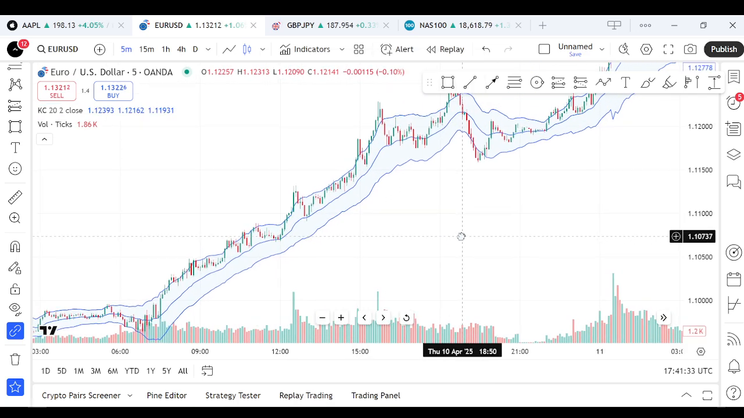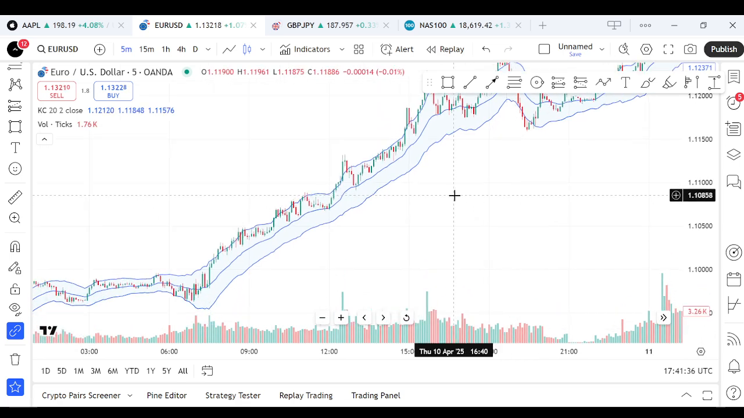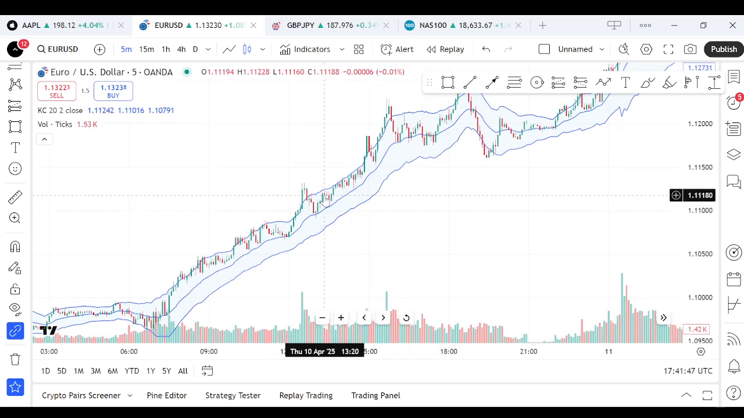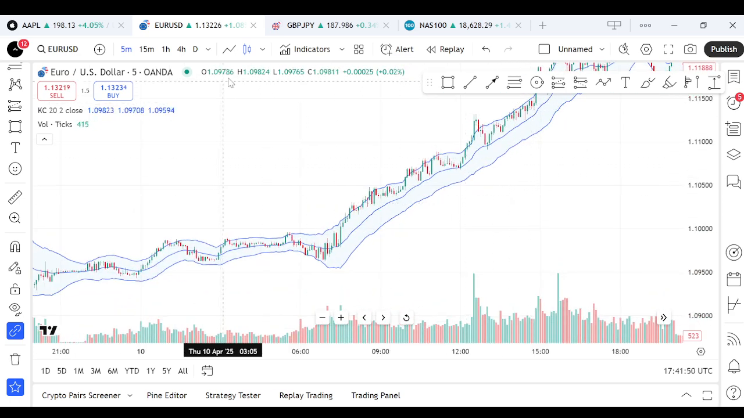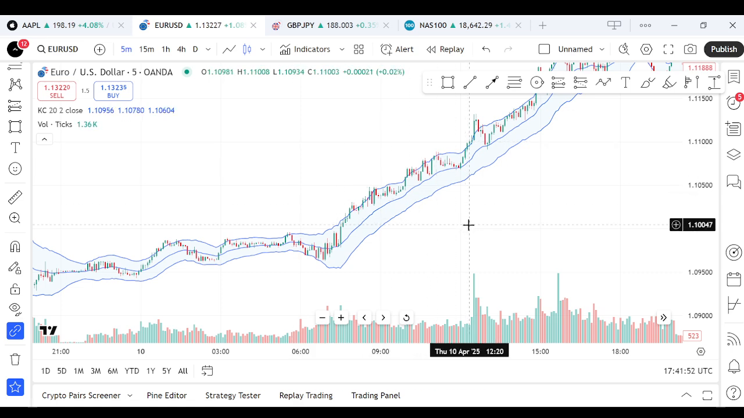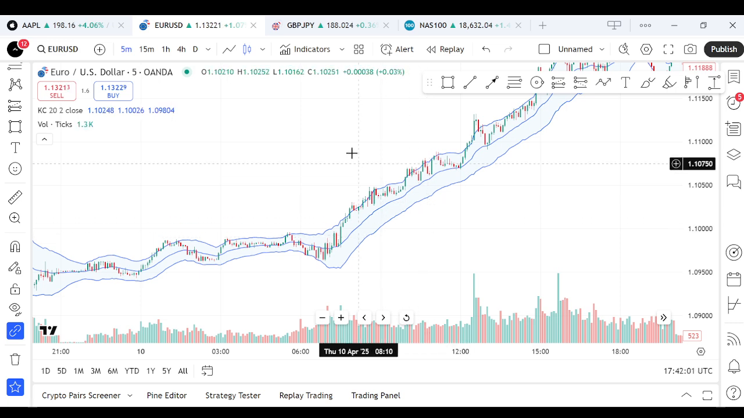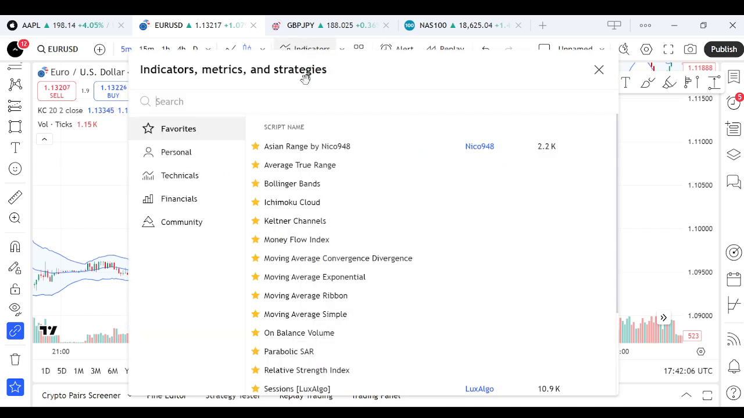After setting up your chart and your Keltner channel, the next step is to identify the trend. Before entering any trade on any strategy, you need to first of all confirm the market trend using your middle line here, or you can also use external moving averages like your 50 period moving average or your 200 period moving average. If price is consistently above the EMA, it indicates an uptrend, so you should focus on buy setups. And if price is consistently below the moving average, it indicates a downtrend, so you should focus on bearish and selling setups.